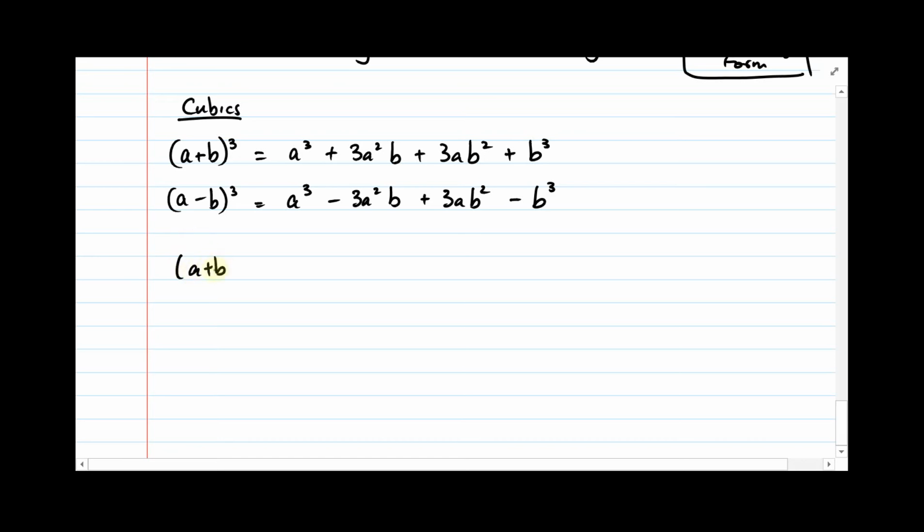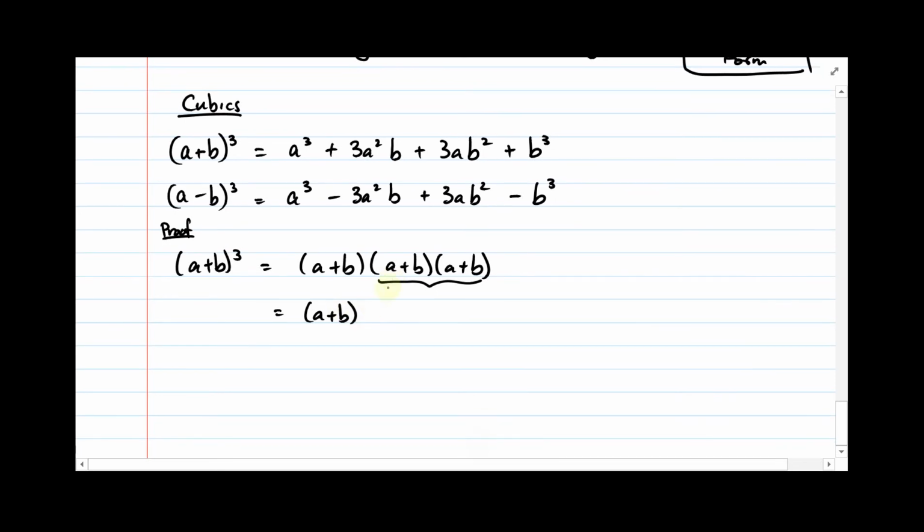So if I have a plus b cubed, right, so proof. This is a plus b times a plus b, 3 copies of the sum. Let's find that product. And even though I've written it out, I know what the answer should be already. It is first term squared, 2 times that mixed product, and last term squared. That'll make my life easier. Alright, now I'm going to distribute.